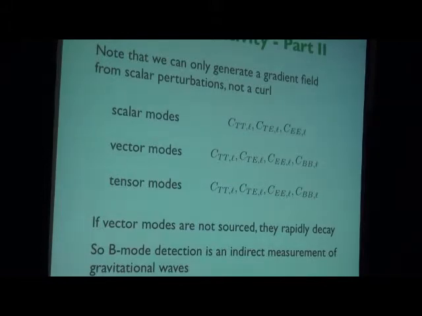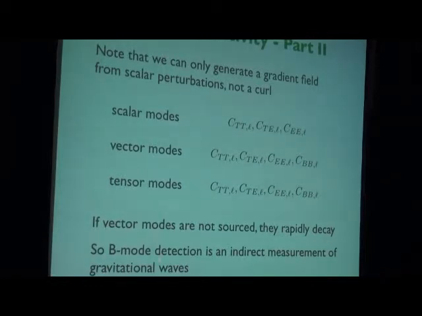Now, if the vector modes aren't sourced, which is the case in most of the models we consider, so they're sourced if you had, for example, cosmic strings around, but in the standard lambda CDM model, they're not, and in that case, one can see from the equations, I won't show this part, but they rapidly decay, and so they're typically ignored.